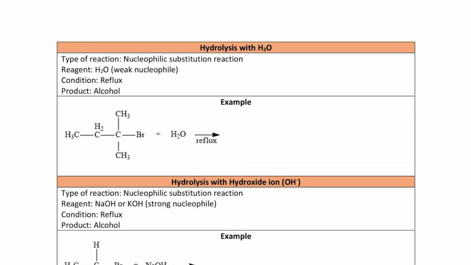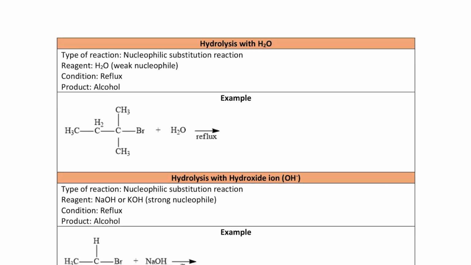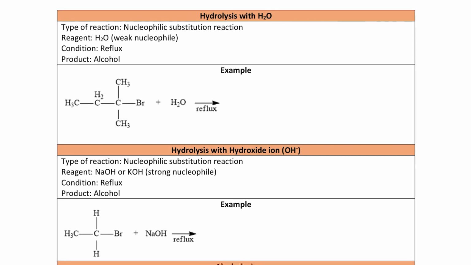Next kita nak tengok nucleophilic substitution reaction pula. Yang color orange ni semua nucleophilic substitution reaction. Dia ada banyak. Let us start with the first one, hydrolysis with water. Dah nama pun hydrolysis usually involve water lah kan. Type of reaction kita adalah nucleophilic substitution. That means kita akan substitute halogen. And our reagent adalah water.